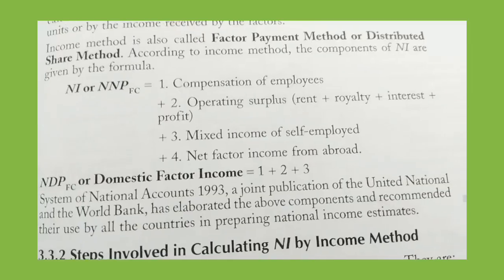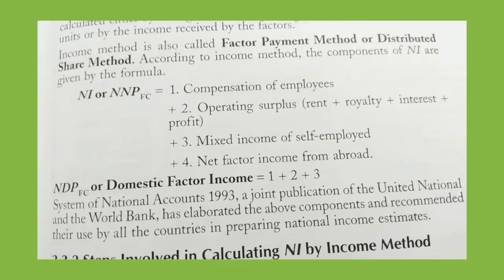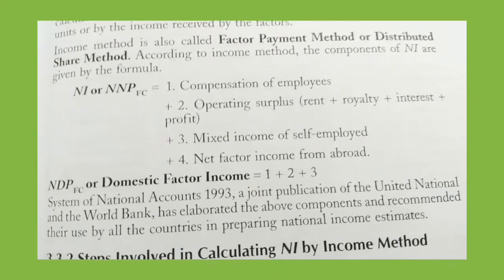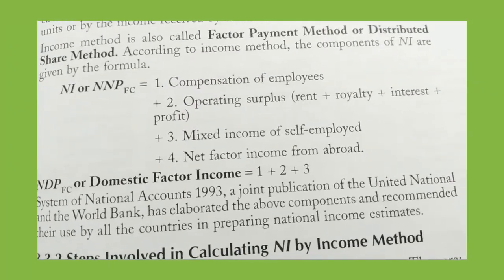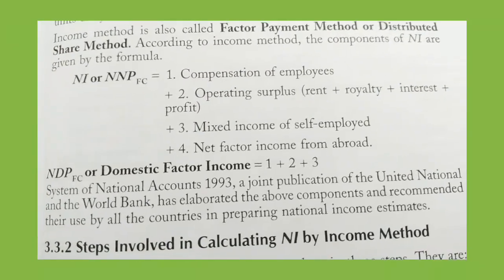Now, income method. What is income method? National income is measured in terms of payments made to primary factors of production. Income method is also called a factor payment method or distributed share method. According to income method, the components of national income are given by the formula.